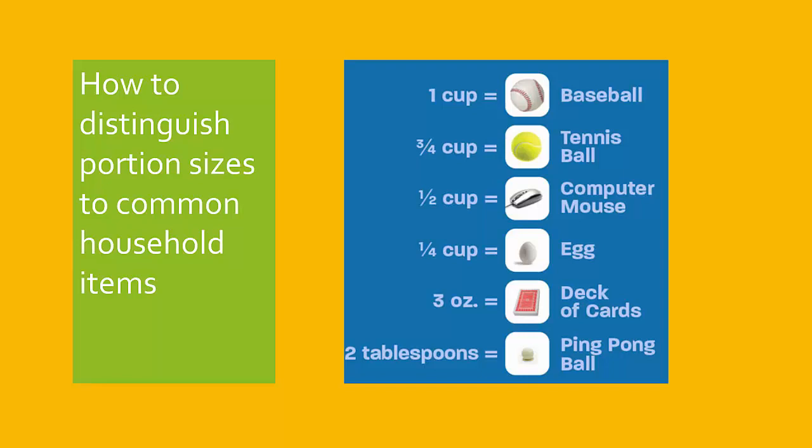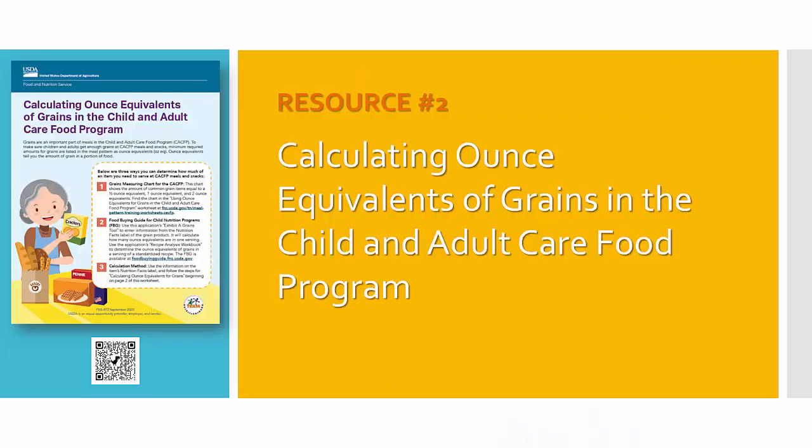Okay, let's go ahead and show you how to distinguish portion sizes to common household items. So 1 cup will look like a baseball, 3/4 of a cup, like a tennis ball, half a cup, a computer mouse, 1/4 of a cup, like an egg, 3 ounces, a deck of cards, and 2 tablespoons, like a ping pong ball. Okay, all right, so let's go ahead and move on to resource number 2.